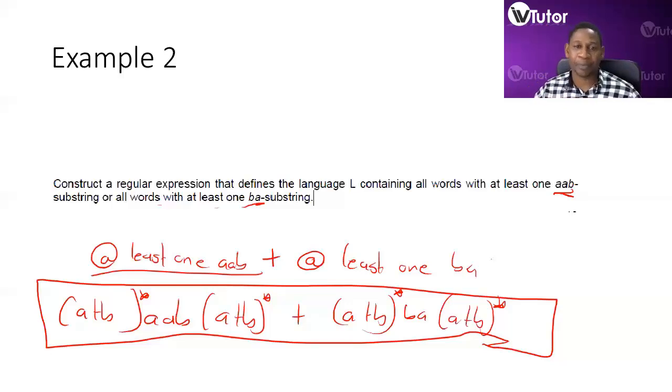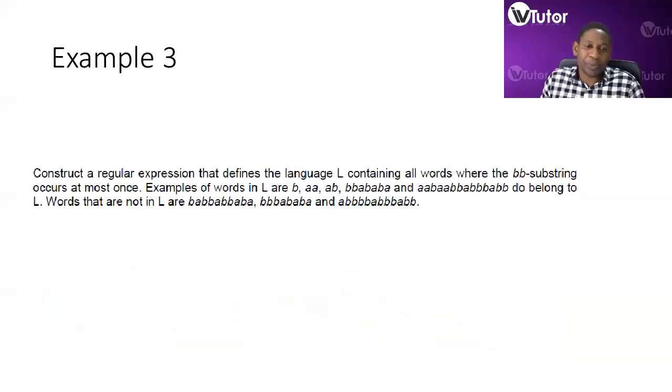All right. Let's continue. Let's look at another example. Construct a regular expression that defines the language L consisting of all words where the BB substring occurs at most once, right? So you want BB occurring at most once. At most once means 0 times or 1 time, right? You cannot have it more than once.